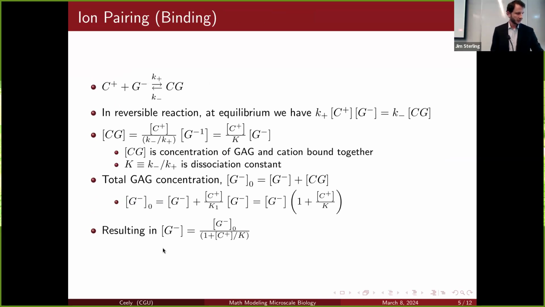So moving on to the ion pairing, to how I got the expression for the brush concentration. Essentially, start off with the reversible reaction at equilibrium. We have the forward reaction rate times the concentrations equals the backward reaction rate times the bound concentration. So if we solve this for the bound concentration, we can define this capital K, which is the dissociation constant, it's just the ratio of the backward reaction rate over the forward reaction rate. Like I said, we get this expression for the bound concentration, and knowing that the total brush concentration is constant, we can represent that as the sum of the unbound and the bound, and we can stick in this expression for the bound concentration, and then solve for the unbound brush concentration there.